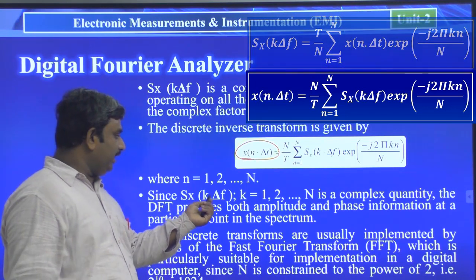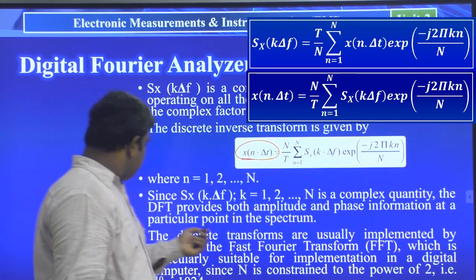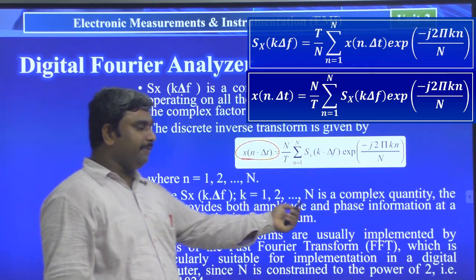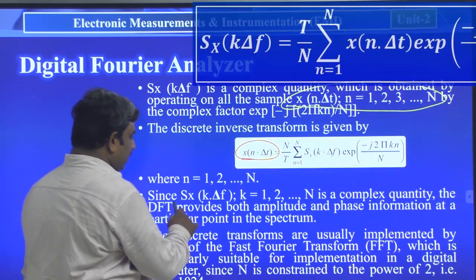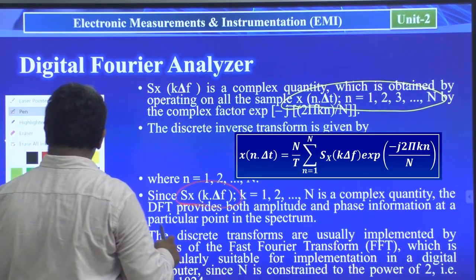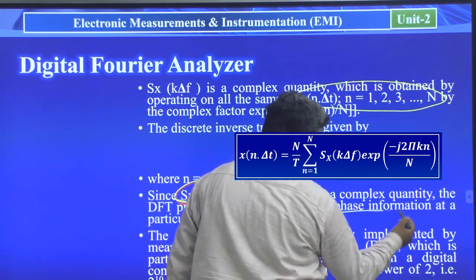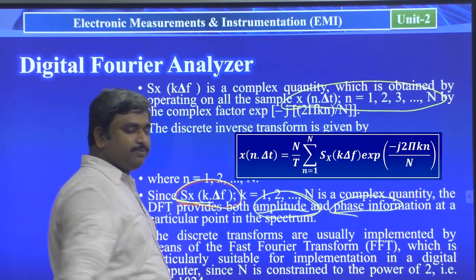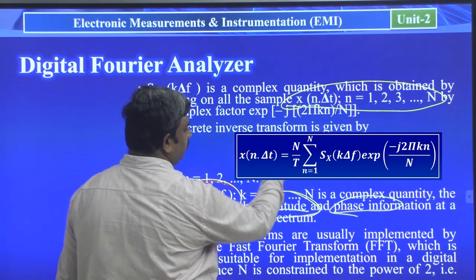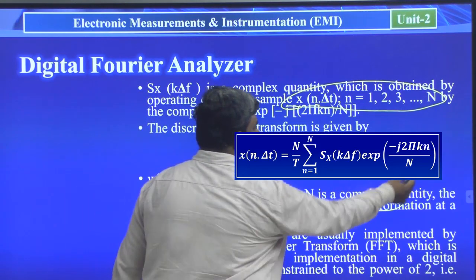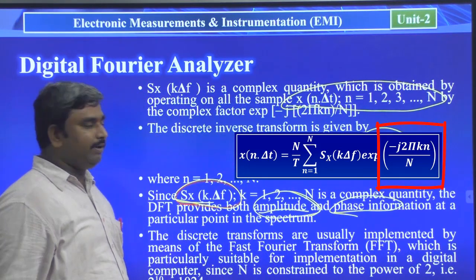Since Sx of k del f, where k is equal to 1 to n, is a complex quantity, the DFT provides both amplitude and phase information at a particular point of the spectrum. For this Sx of k del f function, we are providing amplitude and phase information. For this spectrum, the amplitude information is n by t and the phase information is equal to exponential of minus j 2 pi kn by n.